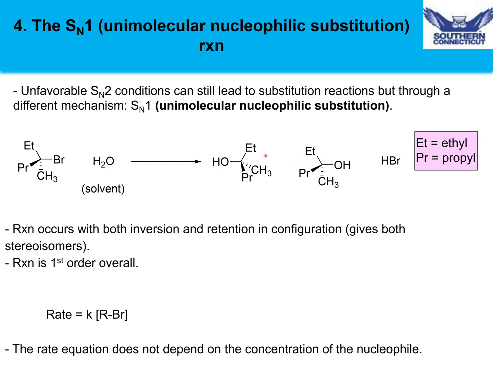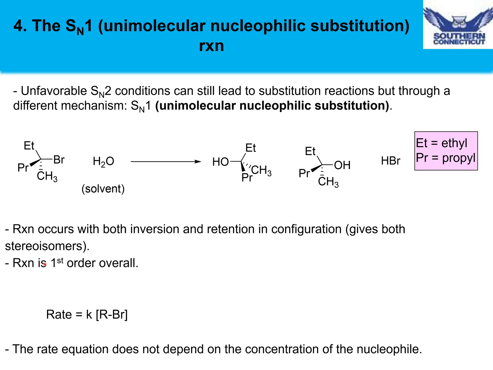We do get a mix of two different products, one that has inversion of stereochemistry, so the OH is facing on the opposite side of the molecule as the bromine did here. And we also get retention of stereochemistry in one of the two products. So this OH is on the same side as the bromine, so we call this the retention product. So this reaction is an SN1 reaction, or it occurs through an SN1 mechanism.